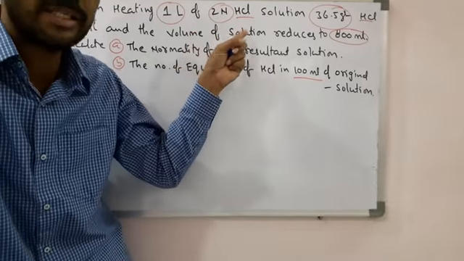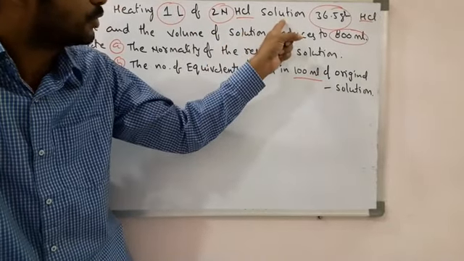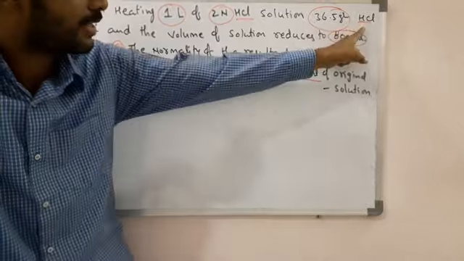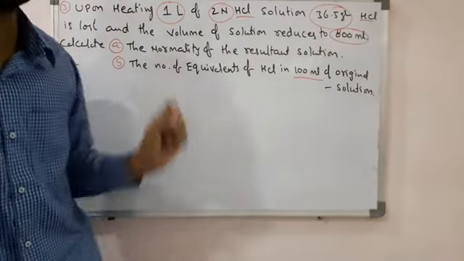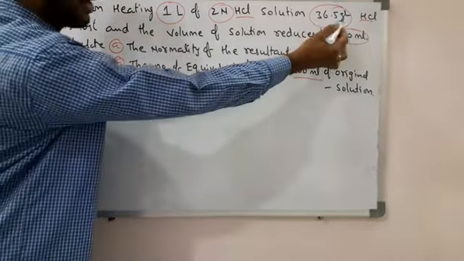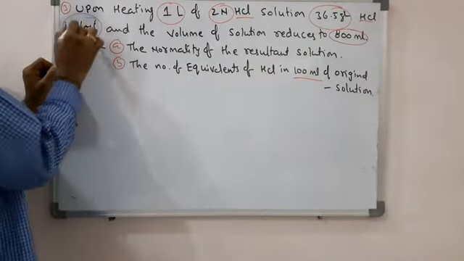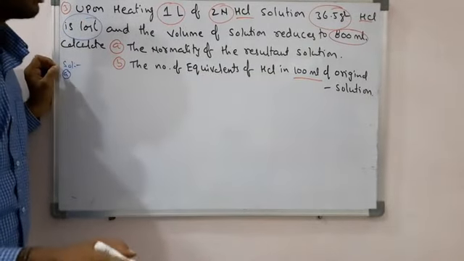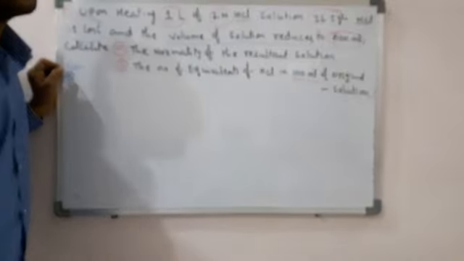Okay, see the next one. On heating 1 liter of 2 normality HCl solution, 36.5 gram of HCl is lost in this reaction, and in this change the volume of the solution is reduced to 800 milliliter.